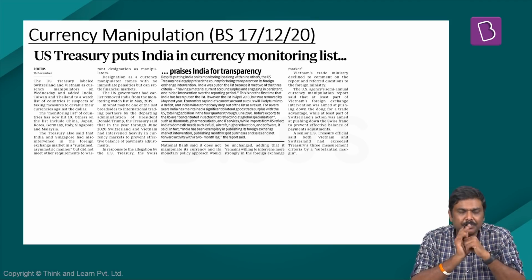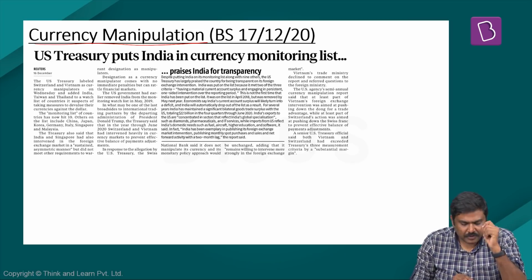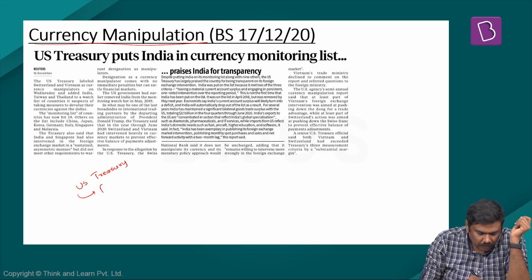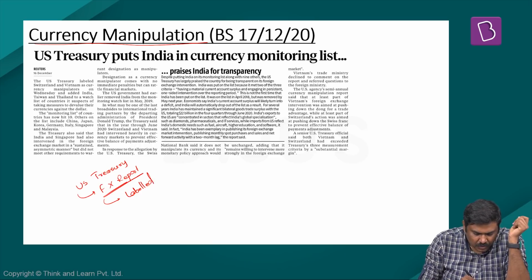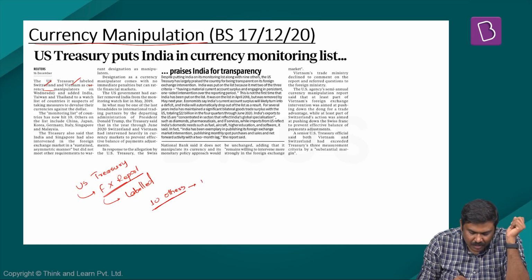Let's start the discussion. The first article is with respect to currency manipulation. Very recently, the US Treasury has published its semi-annual foreign exchange report. And as per this particular report, it has basically labeled two countries, Switzerland and Vietnam, as currency manipulators, and it has listed 10 other countries and has kept them under the watch list.